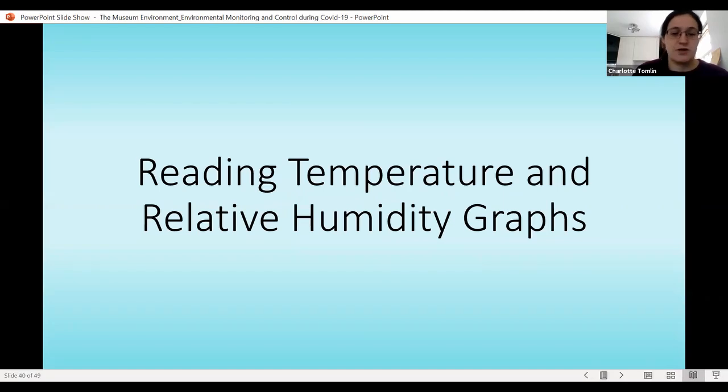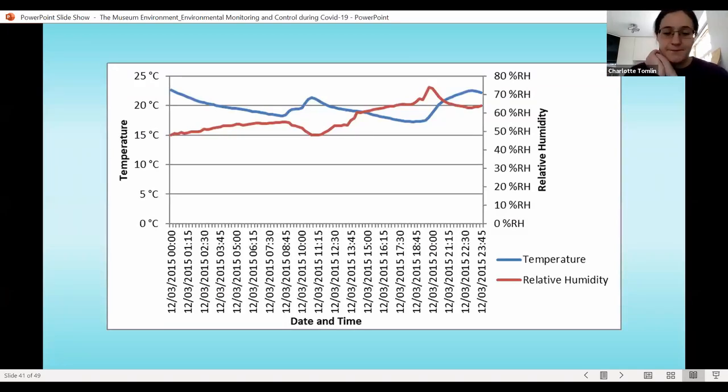So, reading temperature and relative humidity graphs. What I'm showing you is some example environmental monitoring that I undertook of a room, not in a museum. It was actually a bedroom, but it just gives some idea of how you can read graphs and what they might relate to and how you might be able to affect the conditions that you're seeing.